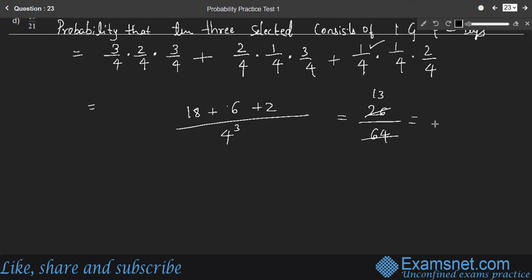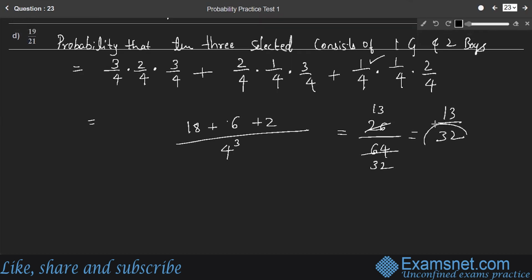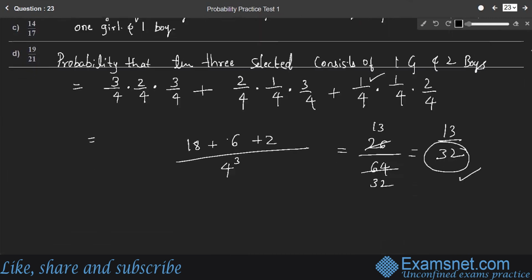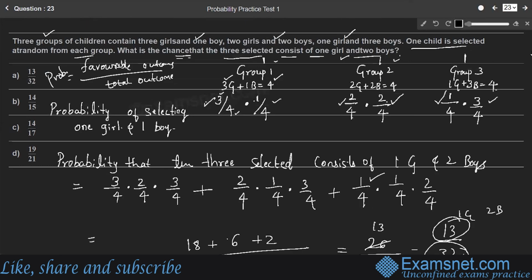Whereas 2 into 3, 2 into 2. So 13 by 32 is the probability, right? That means out of 32 ways of selecting one kid from each group, the ways of selecting one girl and two boys are 13 ways, right? Therefore, 13 by 32 is the answer, option A.